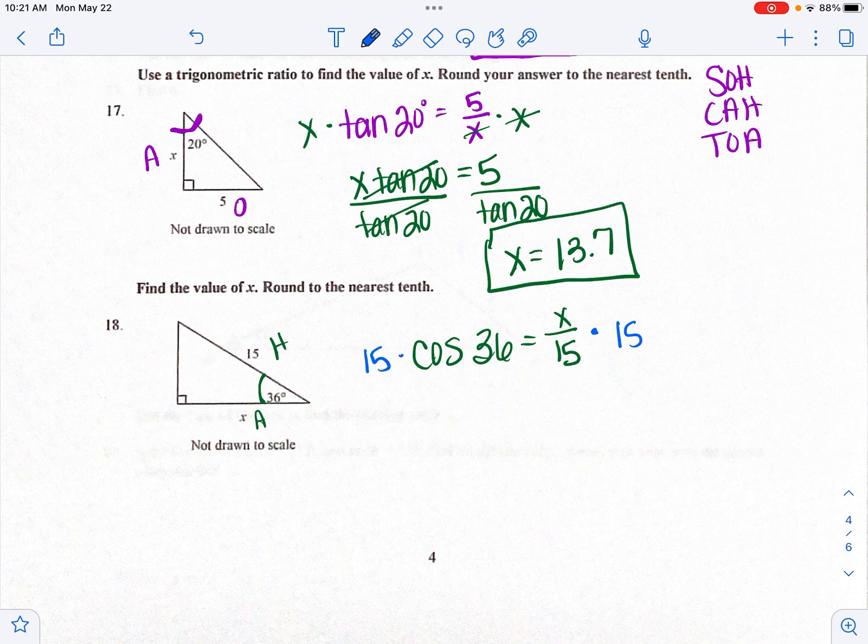Oops. Wrong button on my calculator. 12.1. So x is 12.1. Again, these two divide out. And that is the length of the leg on number 18.